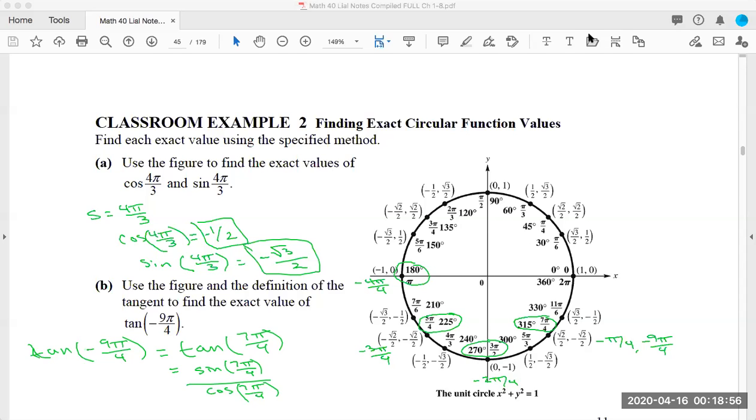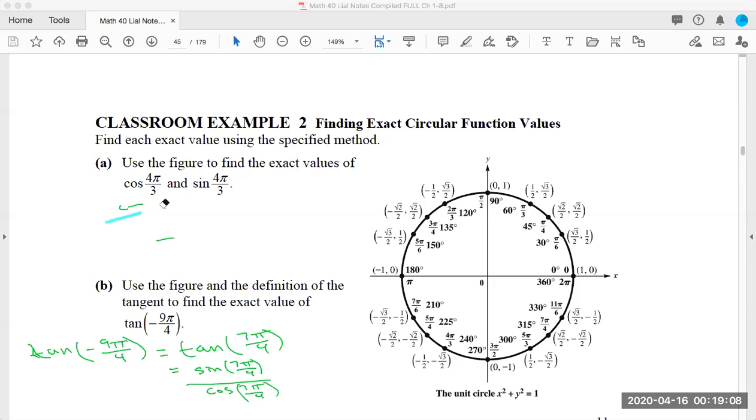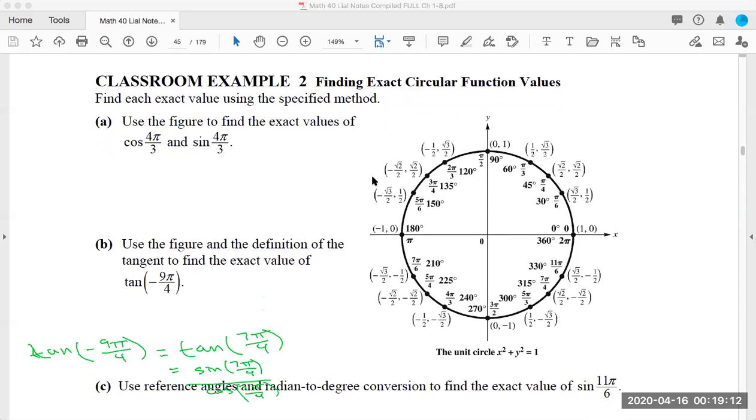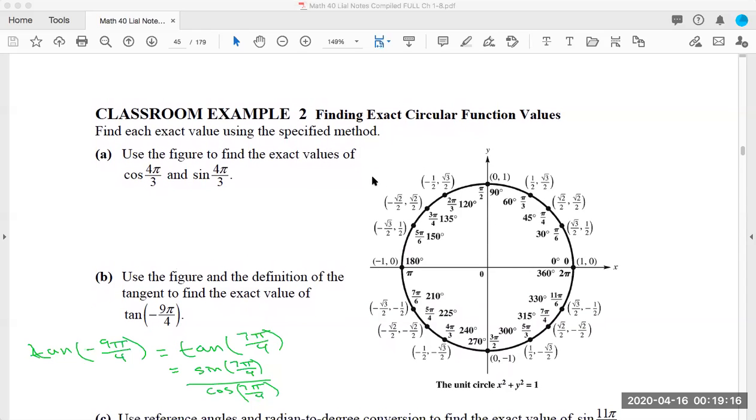So let's go ahead and clear out this stuff here. And we'll even clear out the last problem just so we can move a little bit. Okay, so here we go. You see right here, we have cosine of 7 pi over 4 as root 2 over 2. We have sine of 7 pi over 4 as negative root 2 over 2. So when we take the ratio of these, we're going to get -1.